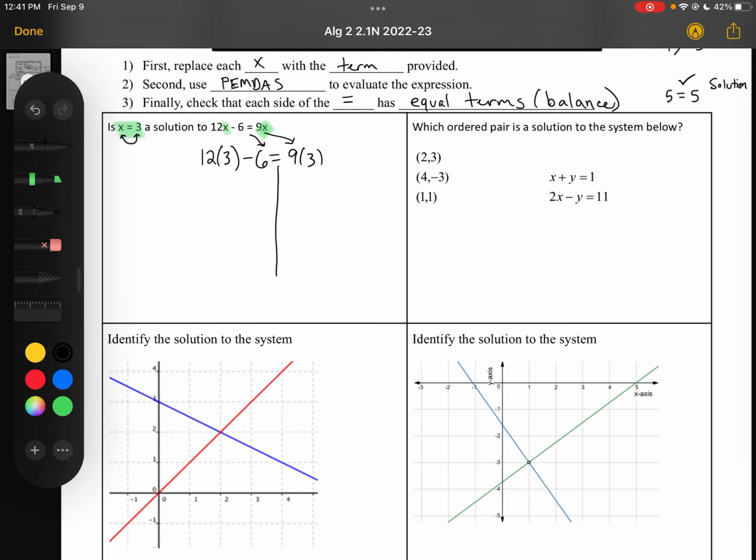I don't see any exponents, but we do see some multiplication. So 12 times 3 is 36. More multiplication here, 9 times 3 is 27. On the left side, the only step left is subtraction. So we have 30 on the left and 27 on the right. So if we're thinking about our balance, we have 30 on one side and 27 on the other side. So this is not balanced. So this is not a solution.